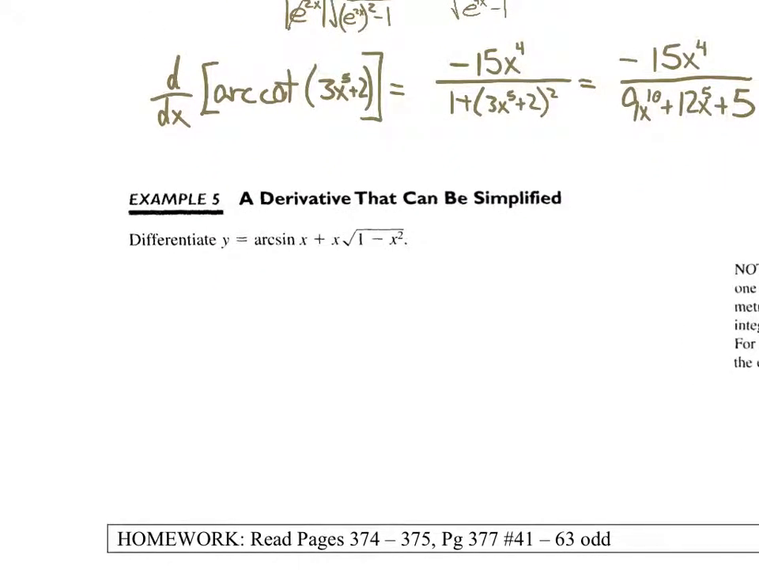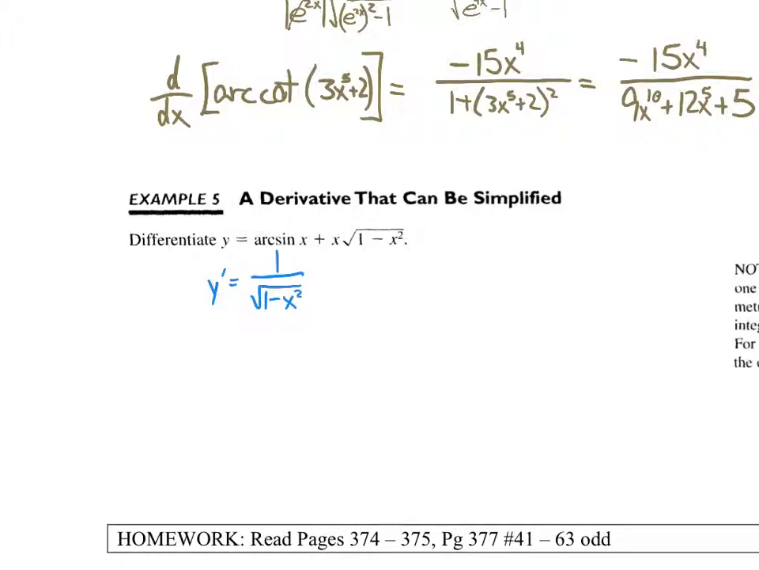We want to take the derivative of y equals the arc sine of x plus x times radical 1 minus x squared. Okay, so y prime, and of course we're going to do this in two separate parts. So what's the derivative of arc sine of x? u prime over root 1 minus u squared, and u is just x, right? So what goes on top? 1, okay? So it's just 1, because u prime is 1. But it's negative 1, right? Oh, arc sine, not arc cosine.